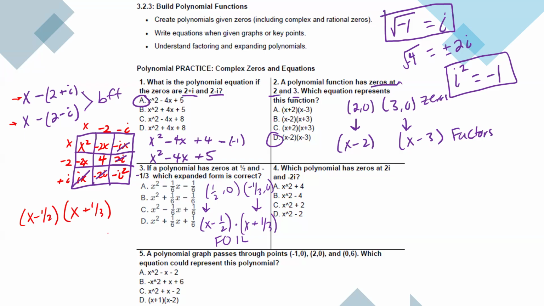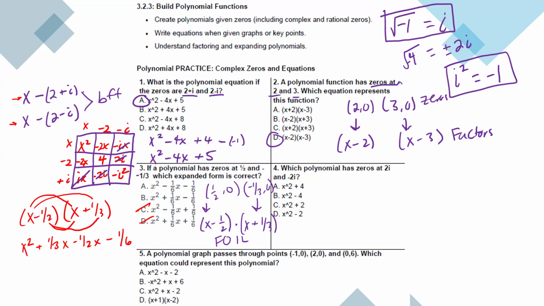All right, so FOIL. First times first gives us x squared, right? Our outside gives us 1/3 x. Our inside gives us negative 1/2 x. And our last gives us negative 1/6. Because I know my constant is negative 1/6, what can I eliminate already? We can eliminate C and D because their constant is positive 1/6.